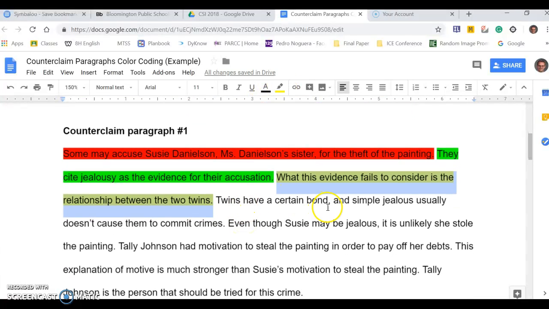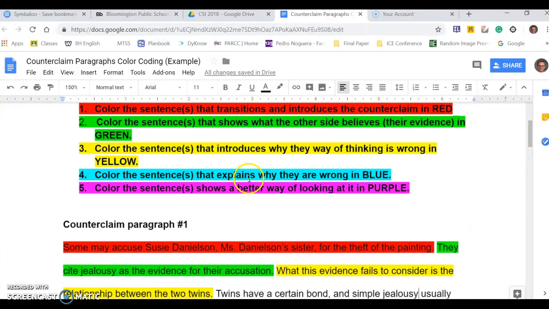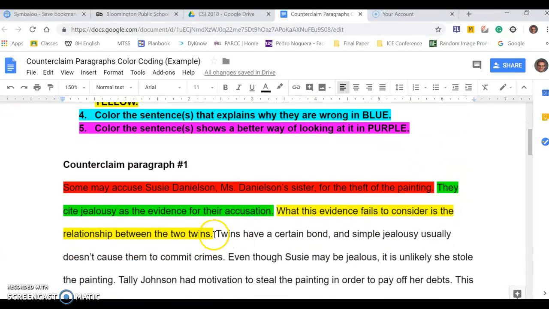Next it says, twins have a certain bond and simple jealousy usually doesn't cause them to commit crimes. So that sounds like that is probably explaining why that way of thinking is wrong. And it's kind of explaining a little bit more. So this is their explanation of it. So we are going to color code that blue.